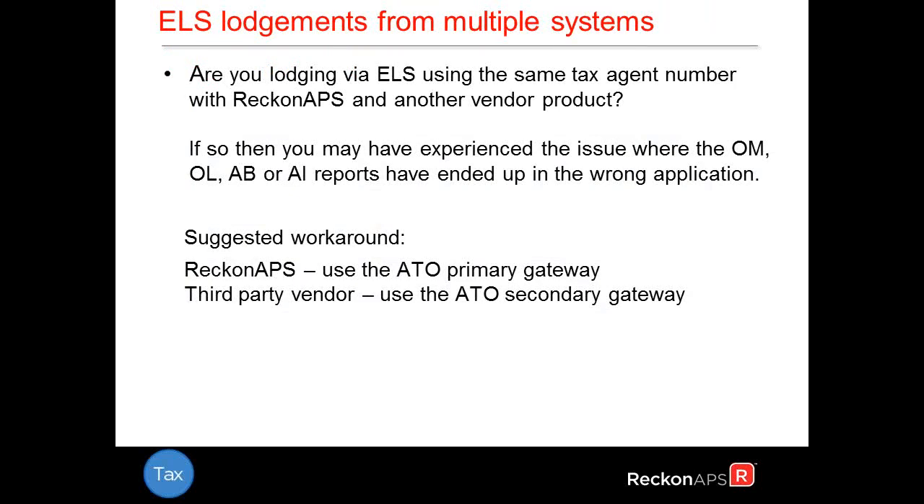Okay, ELS lodgements from multiple systems. Now this is an interesting one. Are you lodging by ELS using the same tax agent number with Reckon APS and another vendor product? If so, then you may have experienced the issue where the OM, AL, AB or AI reports have ended up in the wrong application. So we'll talk about those specific reports a little bit later and what they mean.